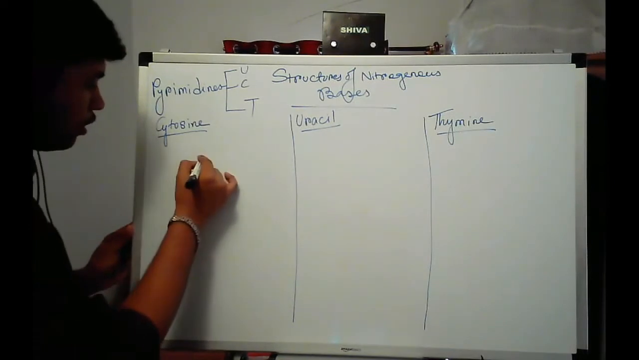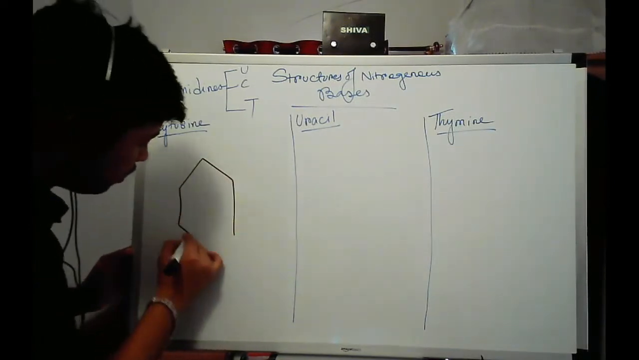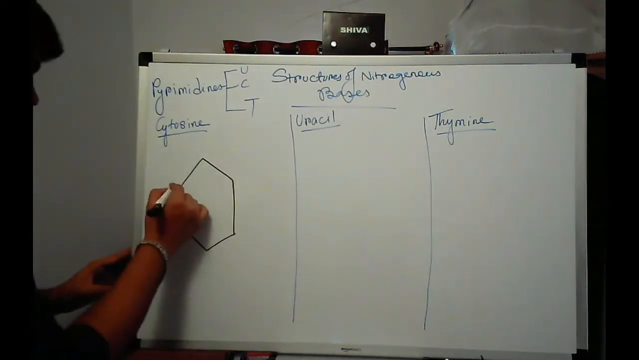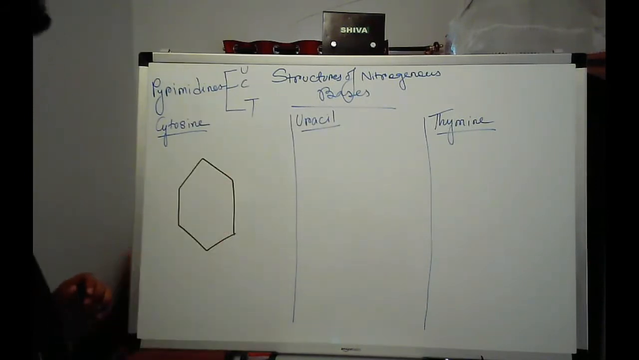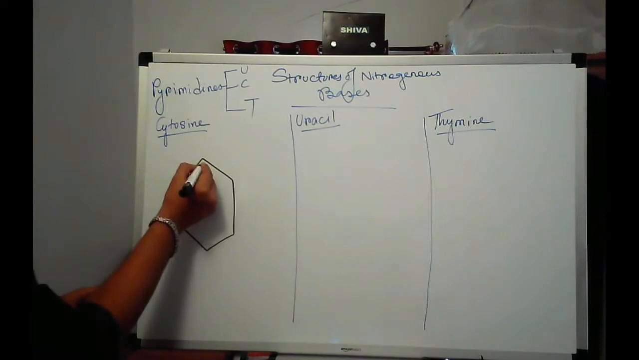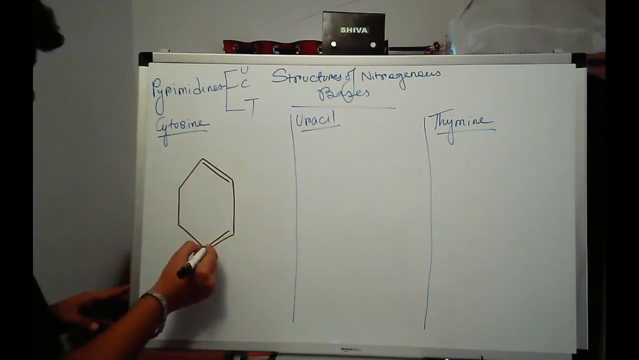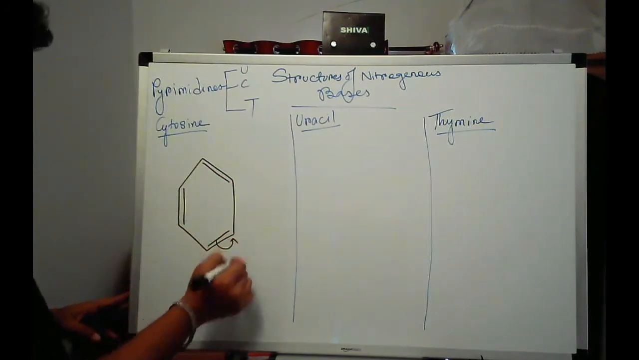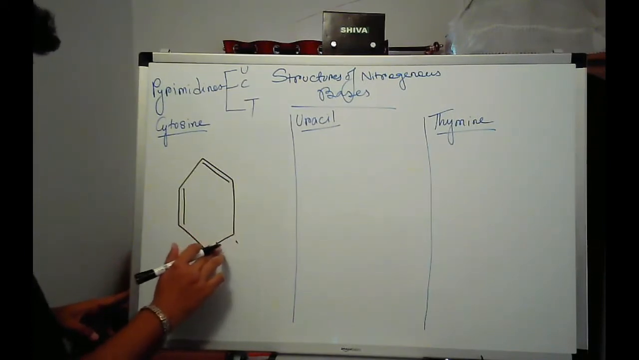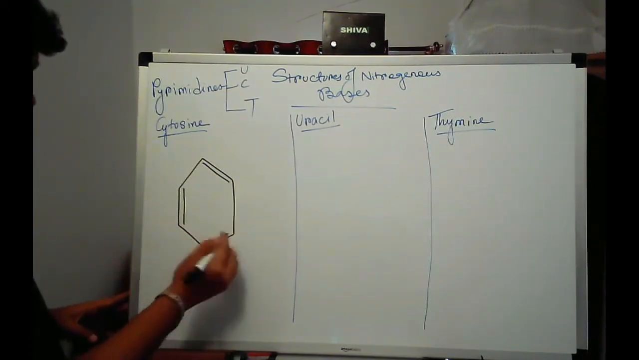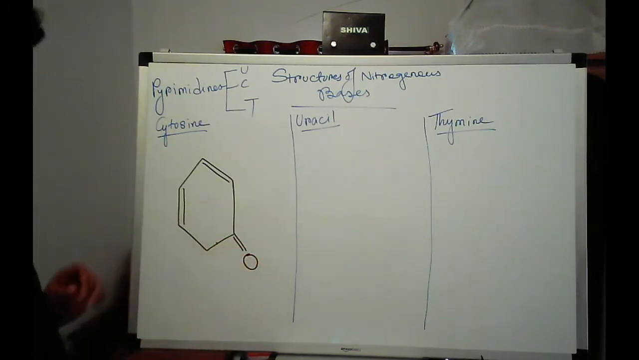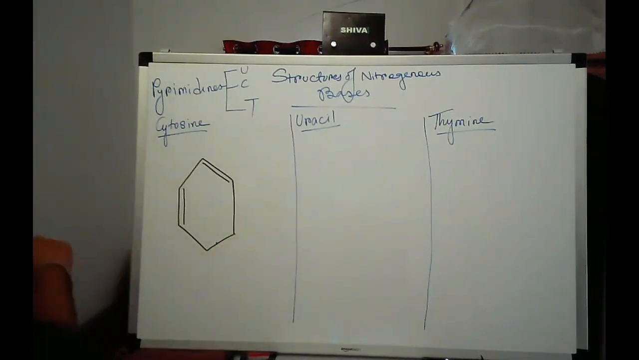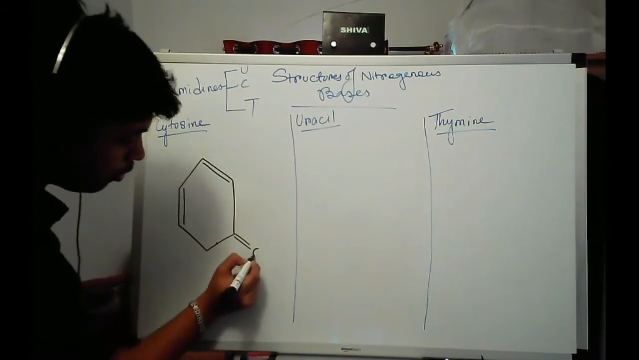Let us see. Cytosine will be in the form of a cyclobenzene, if you remember the aromatic ring. These are the double bonds. This bond is going to shift over here. This bond is going to shift over here. It'll shift over here and bind with an oxygen. We'll shift over there and bind with an oxygen.